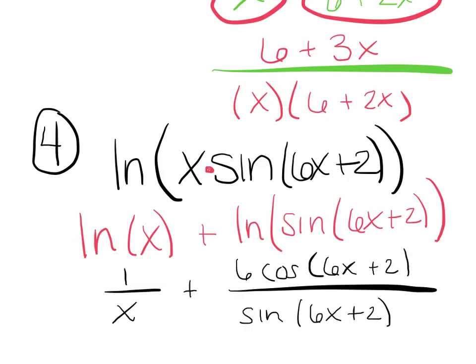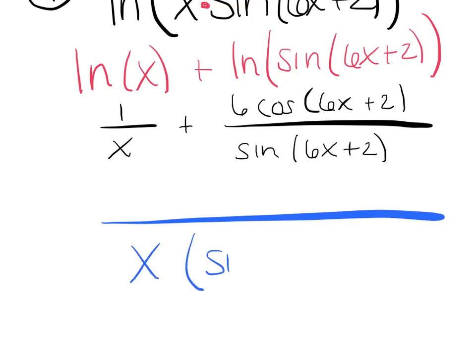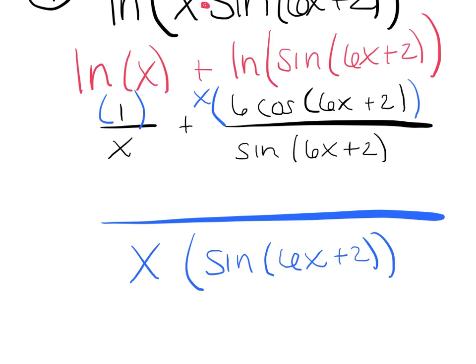Again, I'm going to get my common denominator just in case they wanted that. So I would say I need an x and the quantity sine of 6x plus 2. This numerator gets multiplied by the x. This numerator gets multiplied by the sine of 6x plus 2. So I'm getting the sine of 6x plus 2 plus 6x cosine of 6x plus 2.